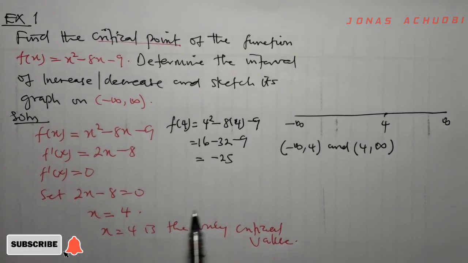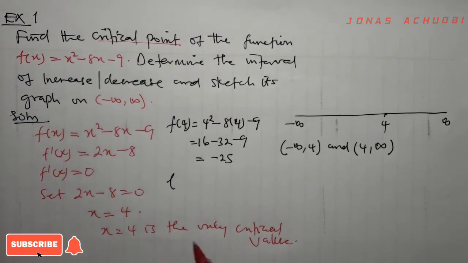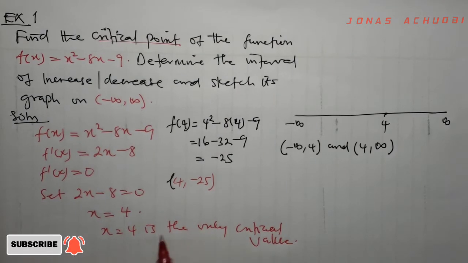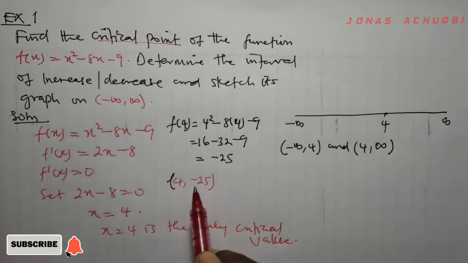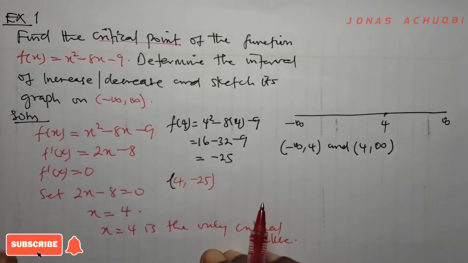So the critical value of this function is x equal to 4, and the critical point of the function is what? A point is an ordered pair. It is 4, minus 25. So it means that at this point on the graph of this function given to us, the slope will change either from negative to positive or from positive to negative. We shall find out what happens there exactly very soon.